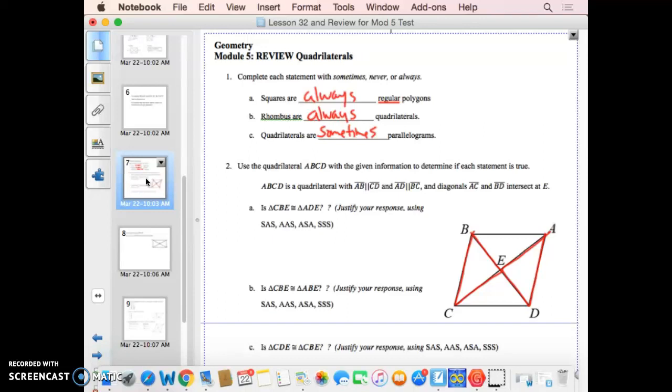Well, if they're parallel, we can say that this angle and this angle are congruent. And we can say that this angle here and this angle here are congruent. And we also know that this side here and this side here are congruent. So that's all the stuff I can mark up. So if you look on here, there are several ways that you can prove that these two triangles are congruent. I'm going to use angle, side, angle.